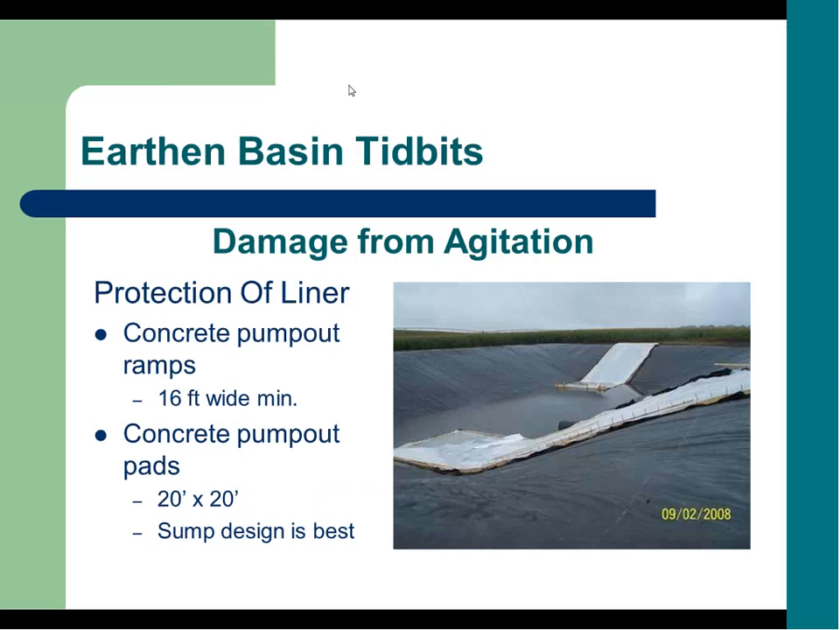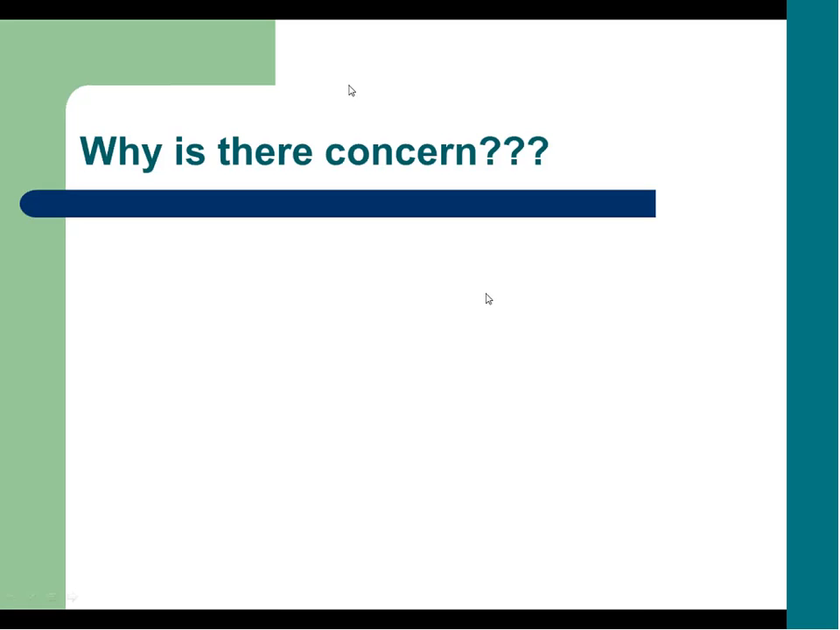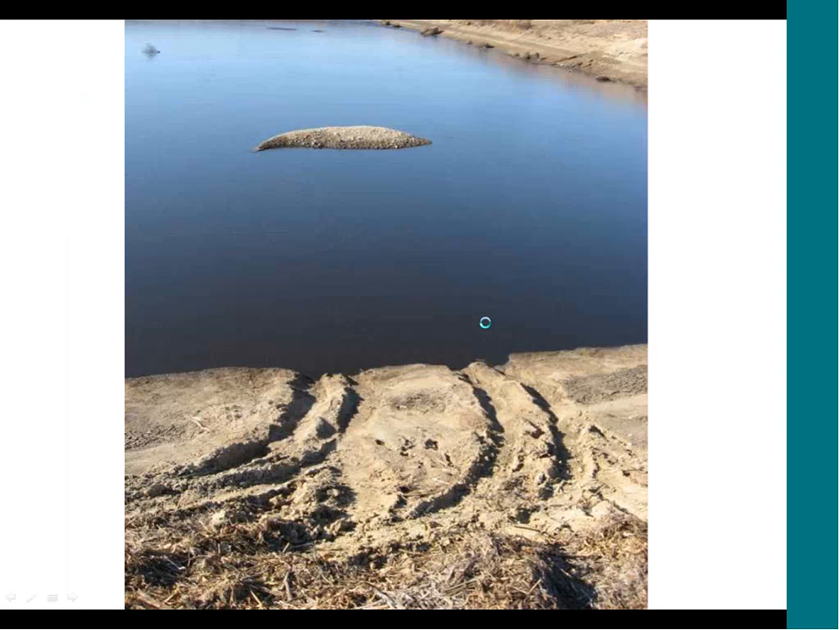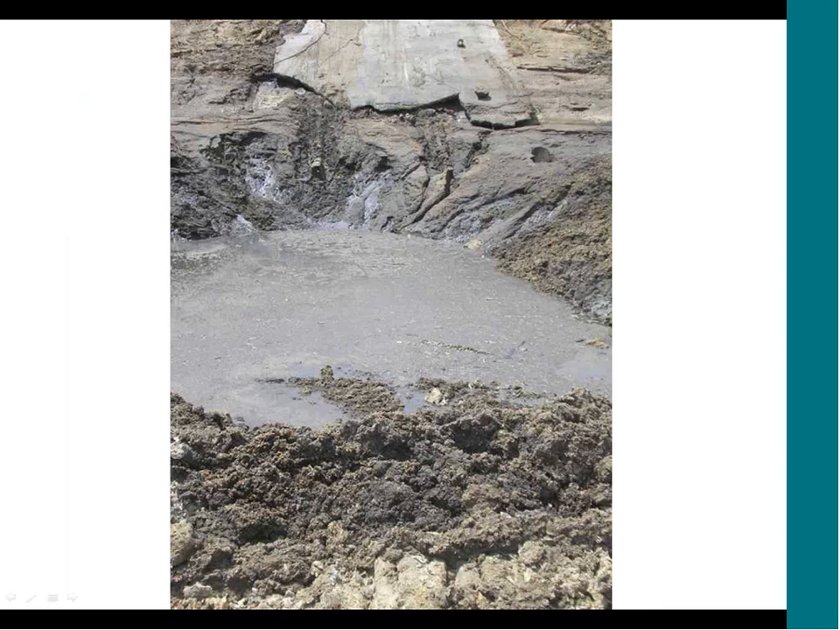Getting into earthen basins, we want to make sure that there is protection to the liner, that the concrete pump outs are a 16-foot minimum, concrete pads are 20 foot by 20 foot, and a sump design is best. This is why there's a concern to having those pump outs be constructed properly. We've got some serious liner disturbance here. And again, we've seen sinkholes or holes that have been agitated out of the liner.